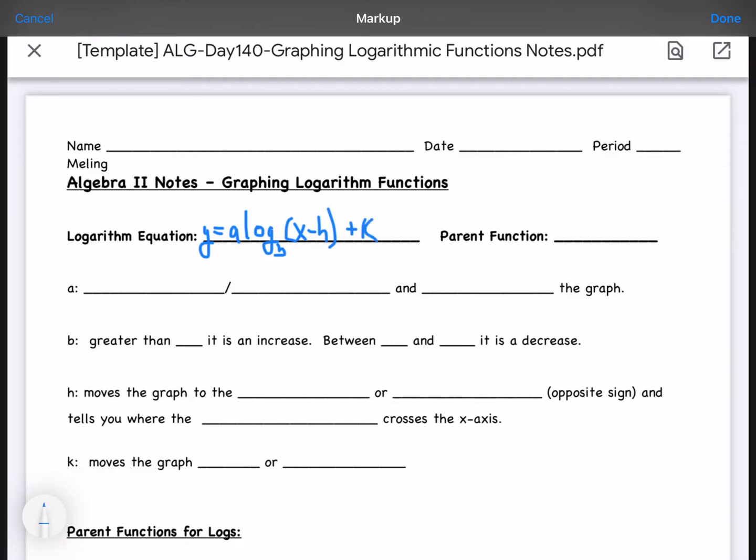And our parent function is just log of x, and that means log base 10 of x. That's always assumed to be 10 if you don't put anything there. Our a values, just like normal, can stretch, can compress, and can reflect the graph.